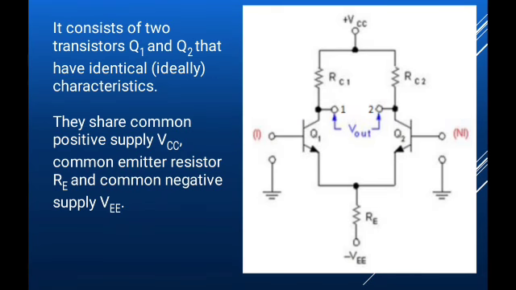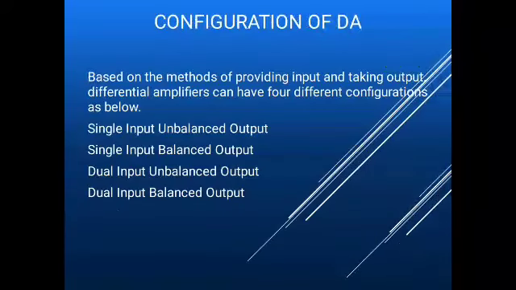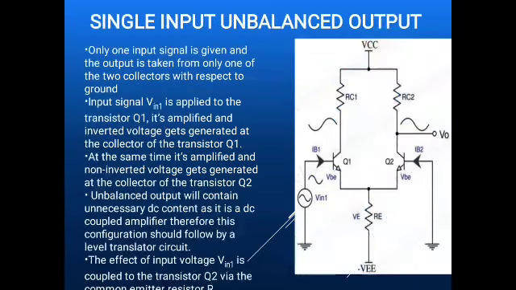Okay. Configurations of the differential amplifier: there are four basic configurations in the differential amplifier. They are single input unbalanced output, single input balanced output, dual input unbalanced output, and dual input balanced output. What does single input unbalanced output mean? See the diagram, it shows that one.